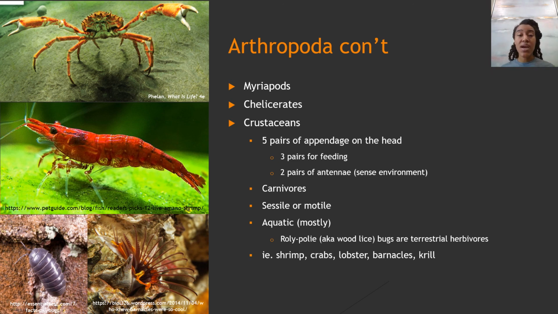The vast majority of crustaceans are aquatic, so they can live in either marine or freshwater environments, but there is an exception. So the roly-poly bug, or some people call them pill bugs, some people call them wood lice, but they're this guy here, and that crustacean is actually a terrestrial crustacean that feeds off of the dead plant material that is on the forest floor. So they're actually terrestrial herbivores rather than aquatic carnivores.